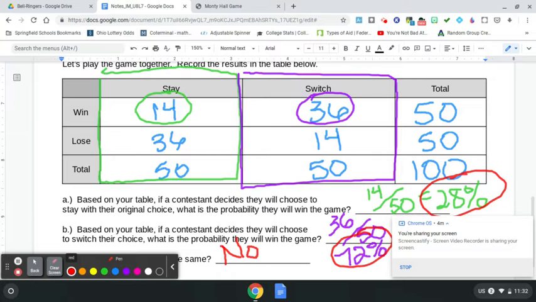Now, there is an actual explanation behind this that I don't have time to go through. Maybe when I go back, I will go through it with you. But switching is your best option. It actually doubles the number of chances that you have to win. But I can explain that at a different time.